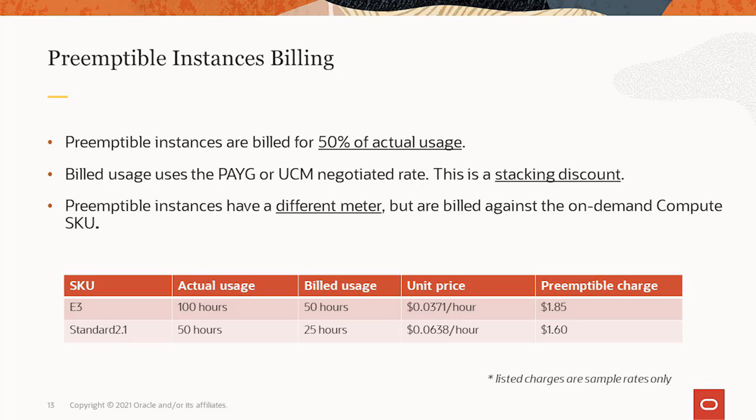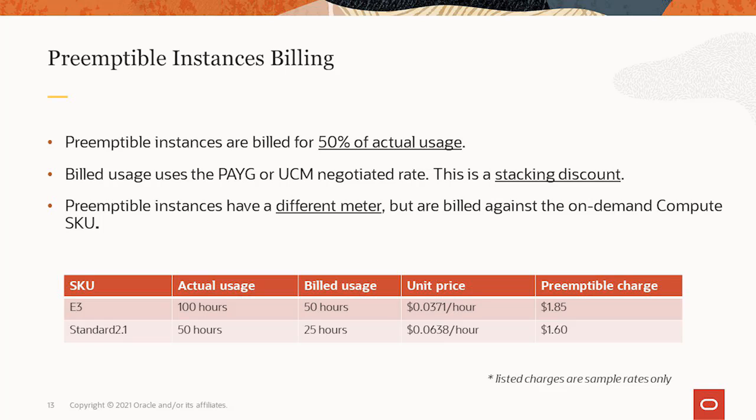The reason you need to know this is if you look into the details, you may see that you're being charged the full unit price. For preemptibles, you just have to look at the billed usage versus actual usage. Billed usage will be half of your actual usage. And preemptible instances are billed on a different meter against the same SKU.